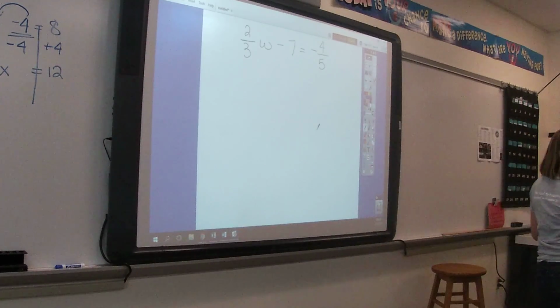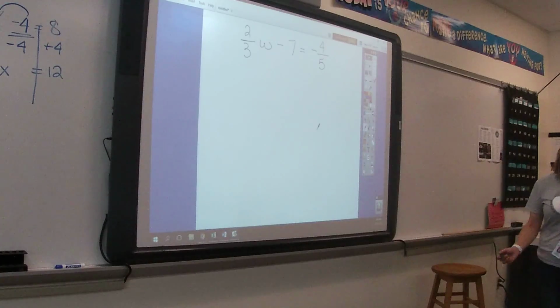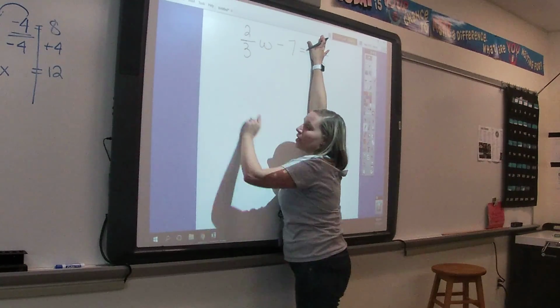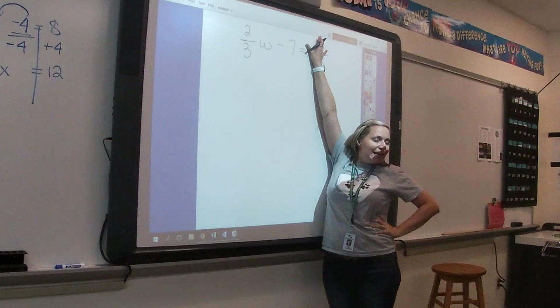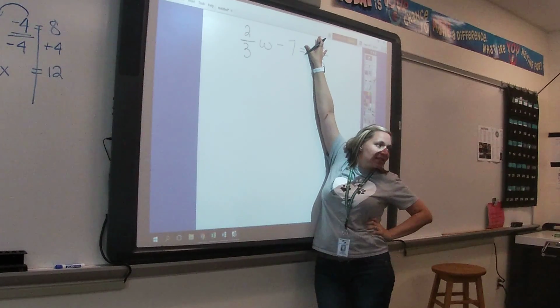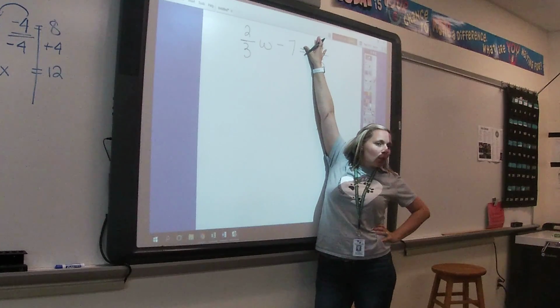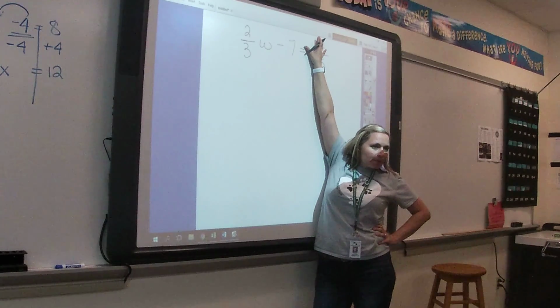Where is our variable up here? What is our variable? Maybe that's a better starting question. W. So we're going to focus on this side of the equation over here. Right? We need to get W by itself, so that 7 and that 2/3 need to go away. Which one are we going to make go away first? Fraction.